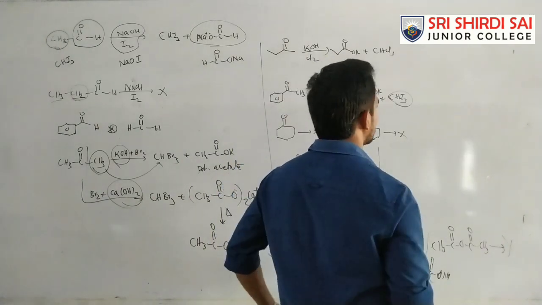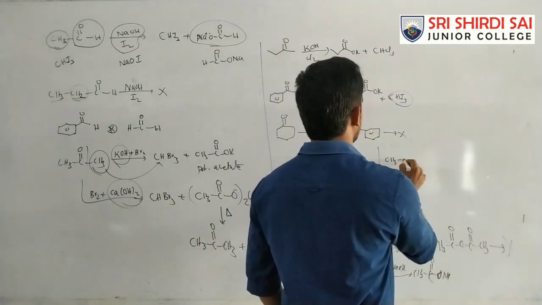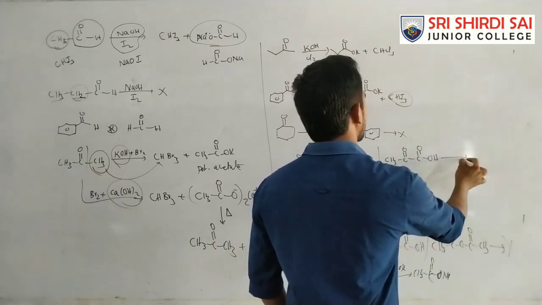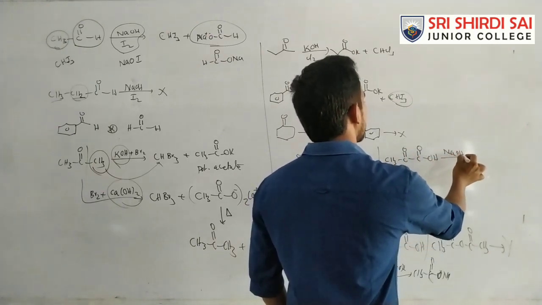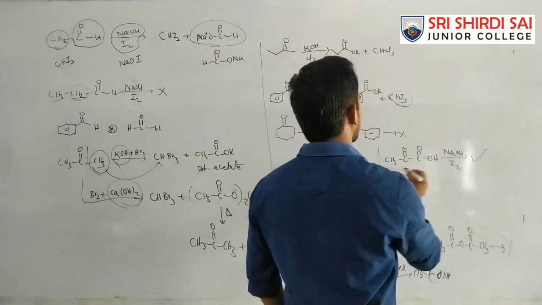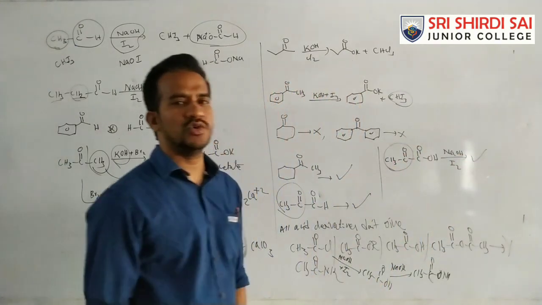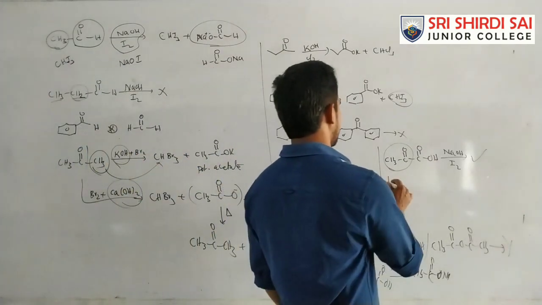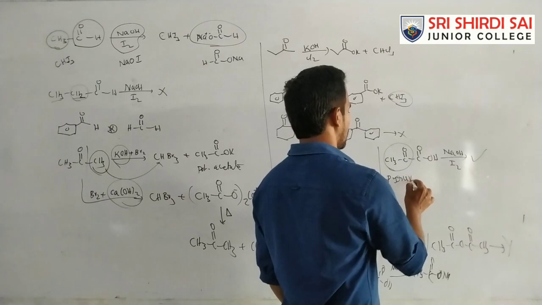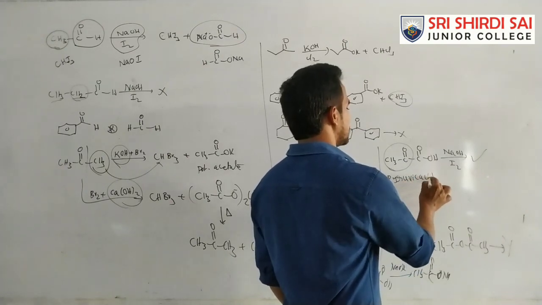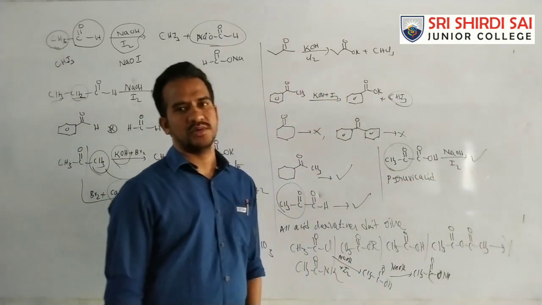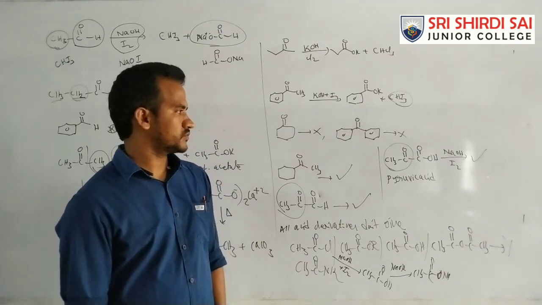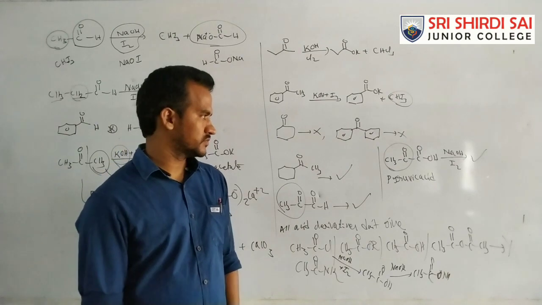Now suppose CH3-C=O-COOH, this is pyruvic acid, with NaOH plus I2. It can give the reaction because there is a CH3CO group. This compound is pyruvic acid. Pyruvic acid, this haloform reaction is a very important reaction.